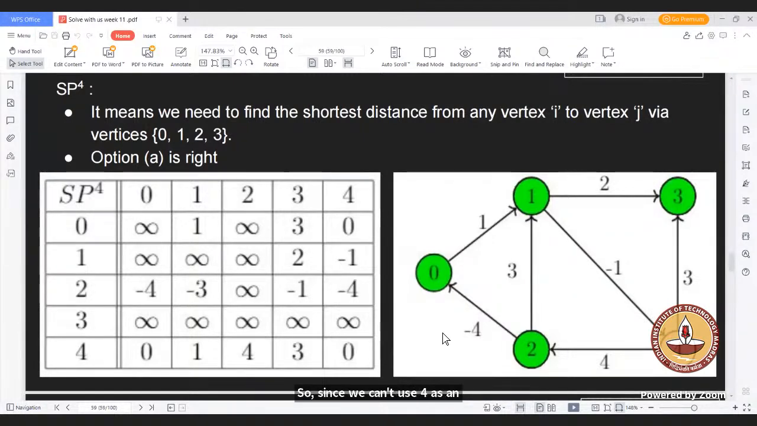So 2 to 3 we'll check. 2 to 3 is 2 to 0, 0 to 1 and 1 to 3, which will be -1 in this case. And 2 to 4 would be 2 to 0, 0 to 1 and 1 to 4. Correct?